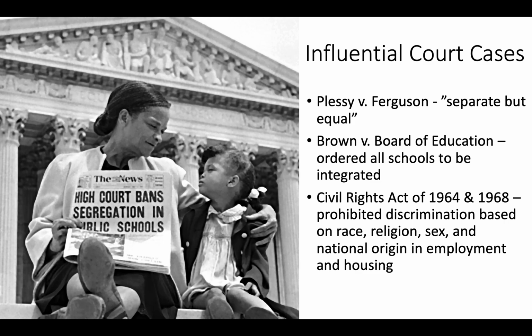The Civil Rights Act of 1964 and 1968 prohibited discrimination based on race, religion, sex, and national origin in employment and housing. So these are 3 major ones that revolve around discrimination. We're going to be talking about some laws that are passed in part 2 that also help desegregate or stop discrimination. That should be a better way to say it.